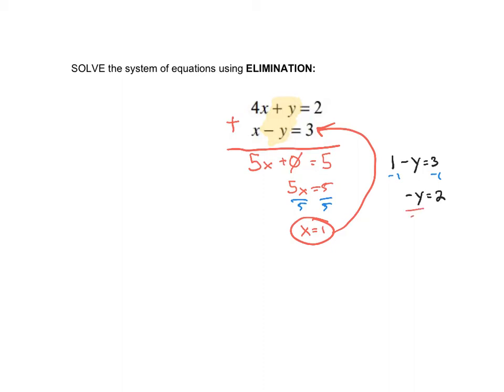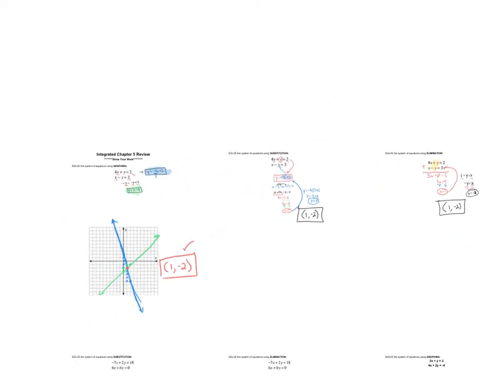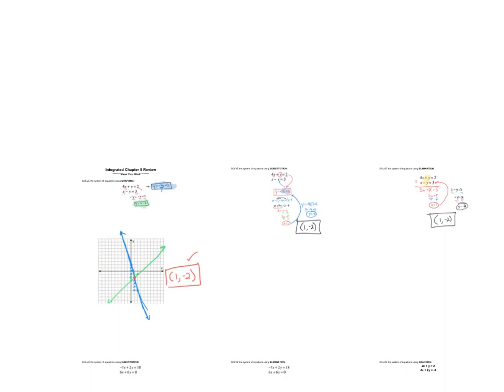And then we got to get that negative off there, divide by negative 1 on both sides. So you get y is equal to negative 1. Oh, negative 2. That's 2 divided by negative 1, negative 2. So then my answer is 1 comma negative 2. How do we do? Yep. Perfect. All the same. There it is right there.